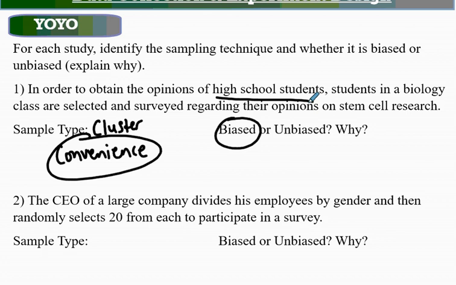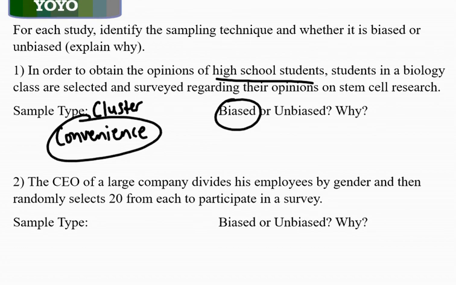And if we select those that are only in a biology course for a survey about stem cell research, biology classes inherently discuss stem cell research. So they're going to have some inherent background knowledge that might affect their viewpoint. They might be inherently pro or con based on the fact that they've recently studied that. So that is going to be the bias.